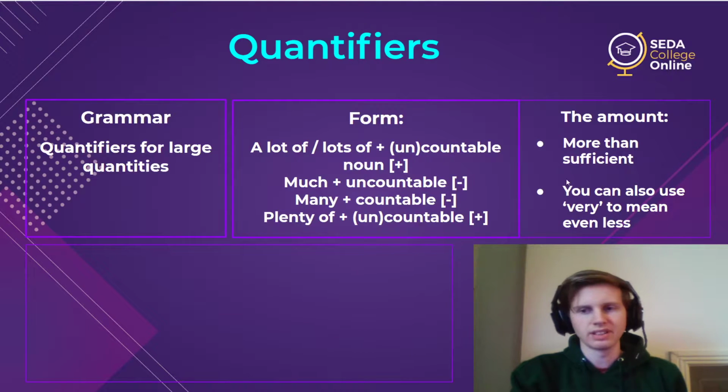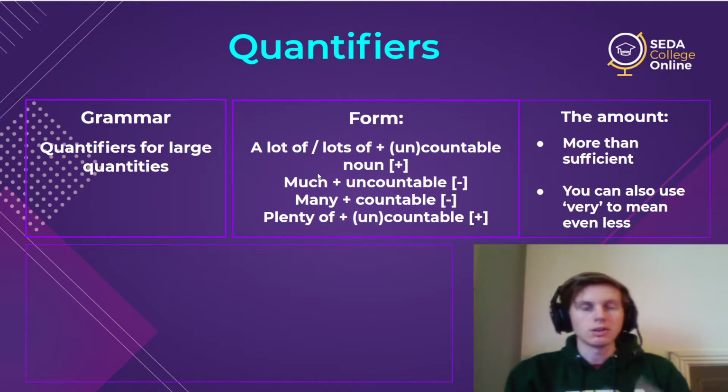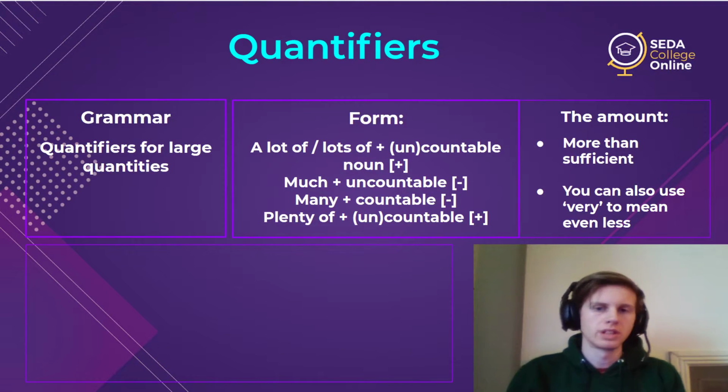And in this example, you cannot use very for this. Sorry, that's my mistake. You cannot use very for these. But so the only difference is plenty of. So a lot and much and many means you have a lot more than you need, whereas plenty of means you have much, much more than you need.